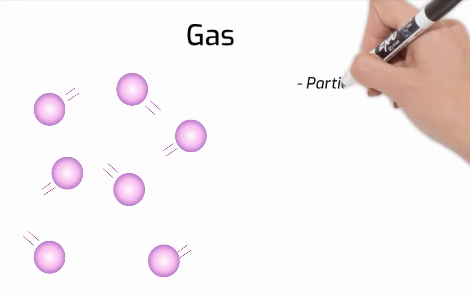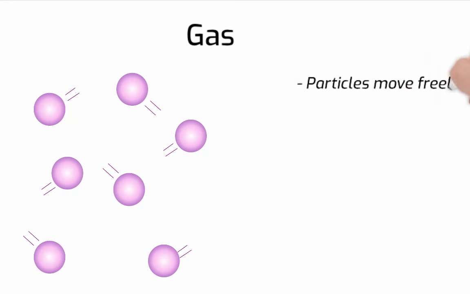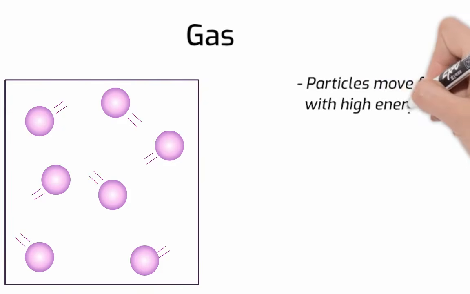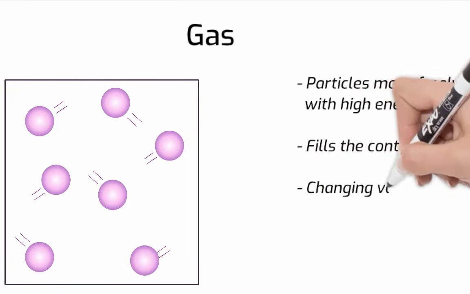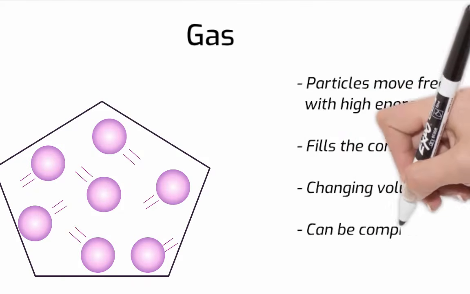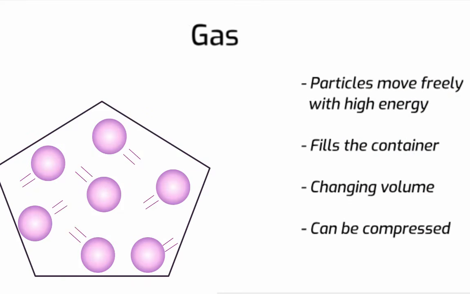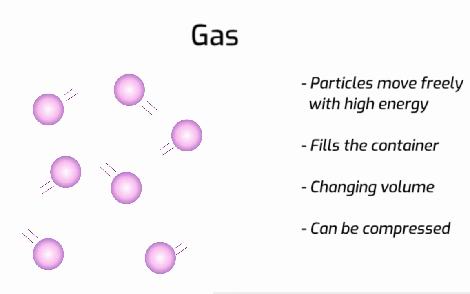Gas particles move around freely with high amounts of kinetic energy. Gases don't have a fixed shape, and they will expand or compress to fill whatever container they are put in. The way we show the movement of gas particles in a diagram like this is by adding little tails to each of the particles to show that they're moving in different directions and with high speed.